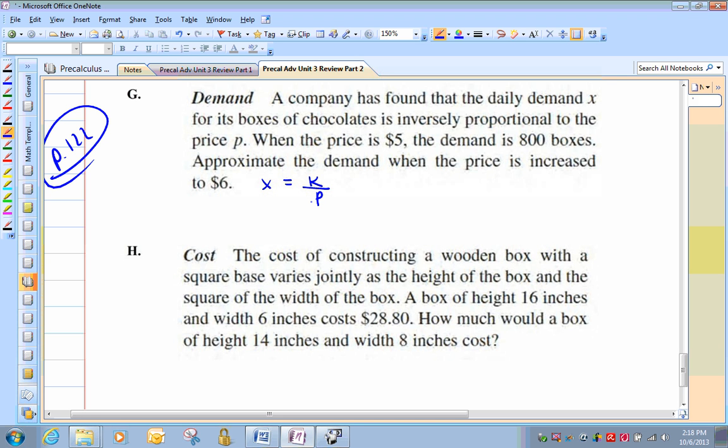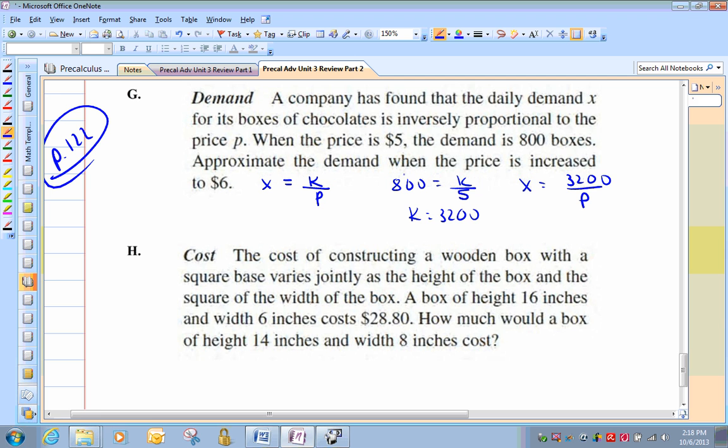It says, when the price is 5, the demand is 800. So X is my demand. So 800 equals K over 5. And so if I had to go through, I would multiply by 5. So I'd multiply 5 times 800. So I get 4,000 equals K. So K is 4,000. So my model would be X equals 4,000 over P.